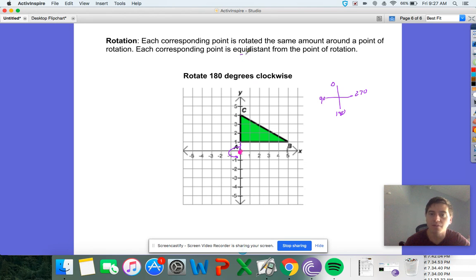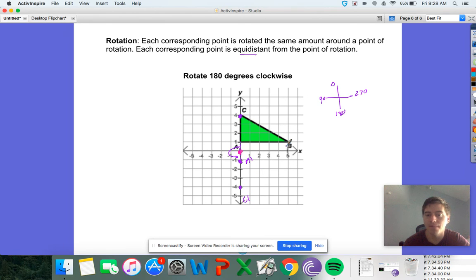And they're going to be equidistant from the point of rotation. So since A was one away, it's going to be one away here after it. So here's A prime, 180 degree turn around this point. C was 4 away from that point, so it's going to be down here. C prime, after that 180 degree turn.